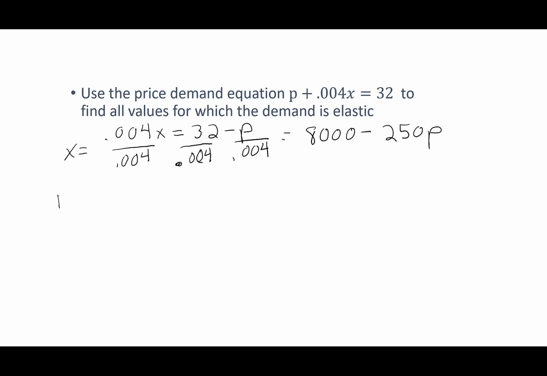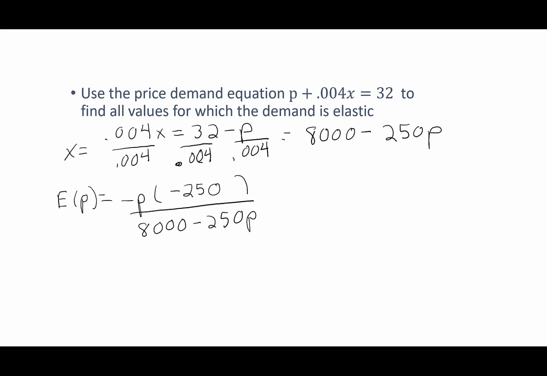Now I can do the elasticity of demand, which is negative p times x prime. Well, I had 8,000 minus 250p. The derivative is negative 250 over 8,000 minus 250p. What do we want to do with this? We would like to set this equal to 1. I'm first going to simplify that: negative p times negative 250p is 250p.